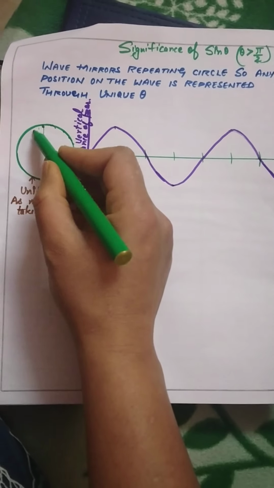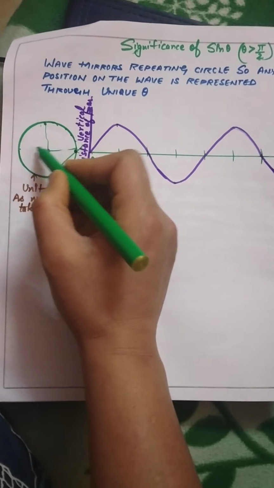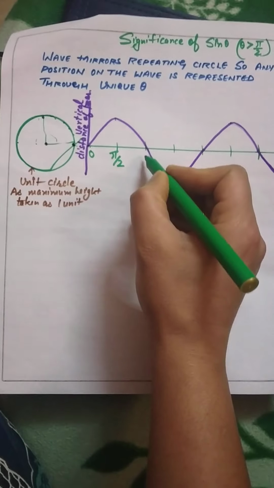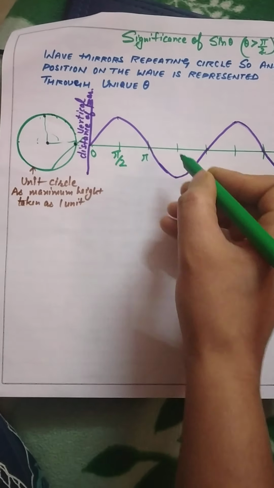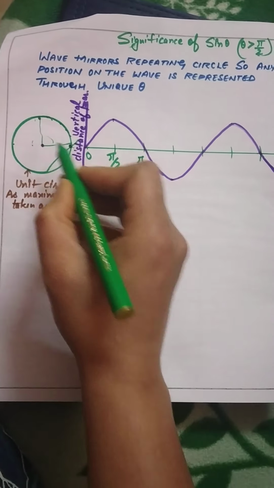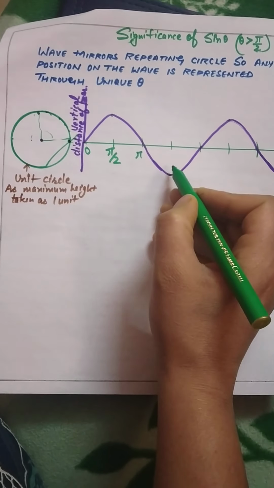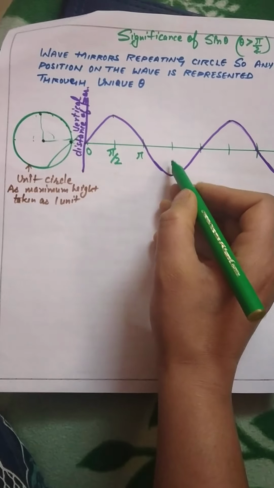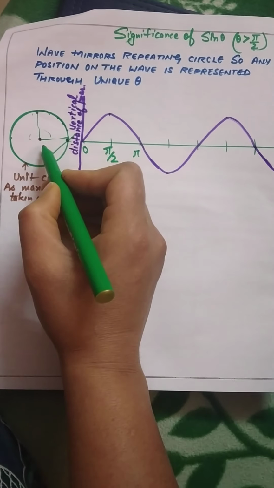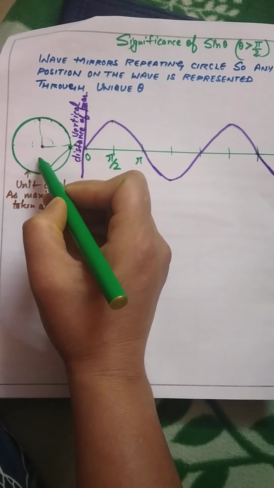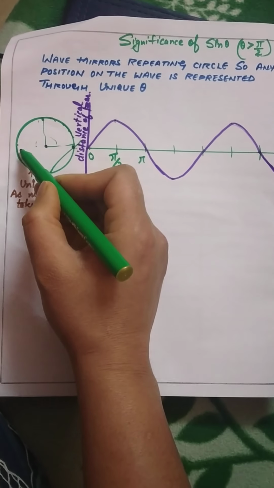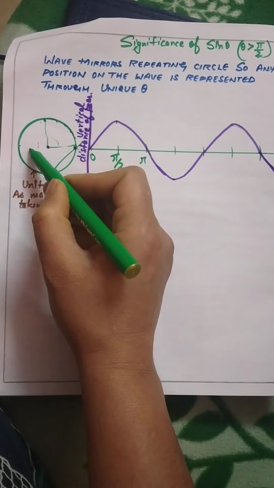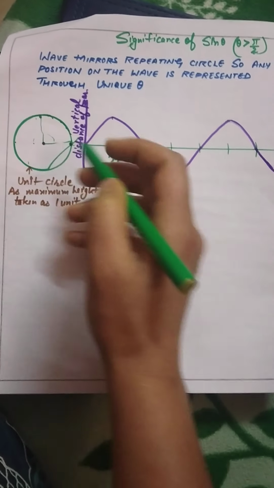Then the height starts decreasing and it reaches here. Which angle is this? Pi. So at pi, the vertical height becomes 0. Then again it reaches maximum on the negative side. When it moves into the negative, the height is increasing but in the negative direction.